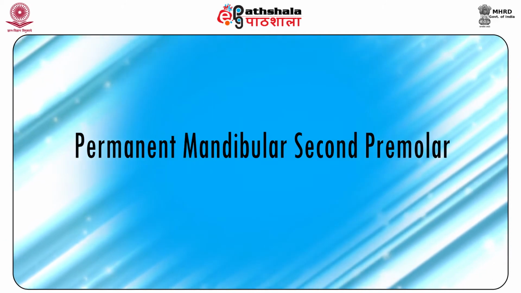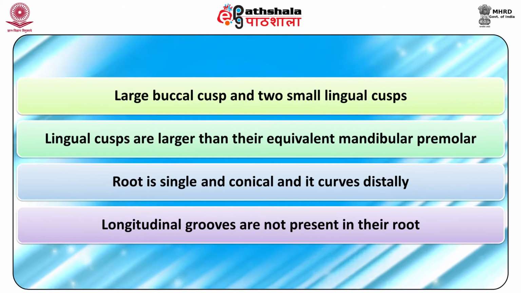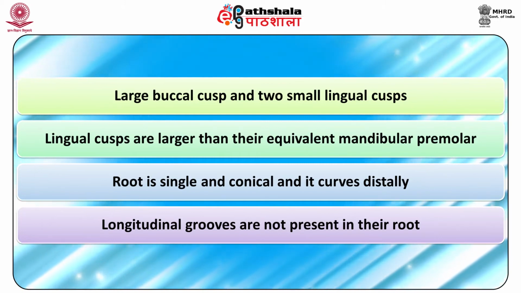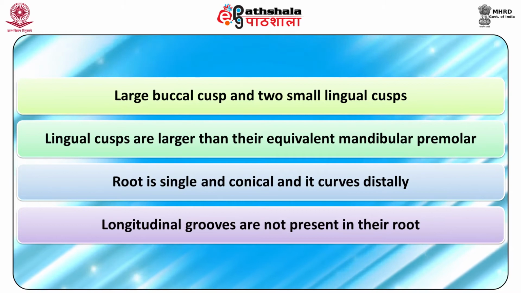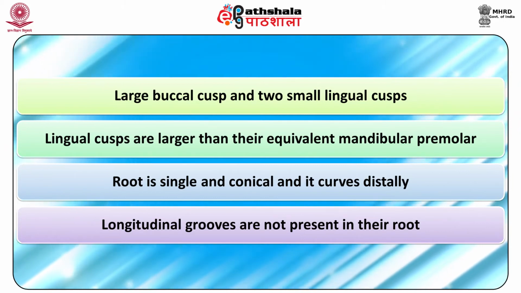Coming on to the permanent mandibular second premolar. It has a large buccal cusp and two small lingual cusps. The lingual cusps are larger than their equivalent on the mandibular first premolar. The root is single and conical and it curves distally. The longitudinal grooves are not present on the root. From the mesial aspect, the crown and root are wider buccolingually. Each cusp is seen to have well developed triangular ridges delineated by deep progressive furrows. These grooves come together in a central pit and form a Y shape on the occlusal surface.